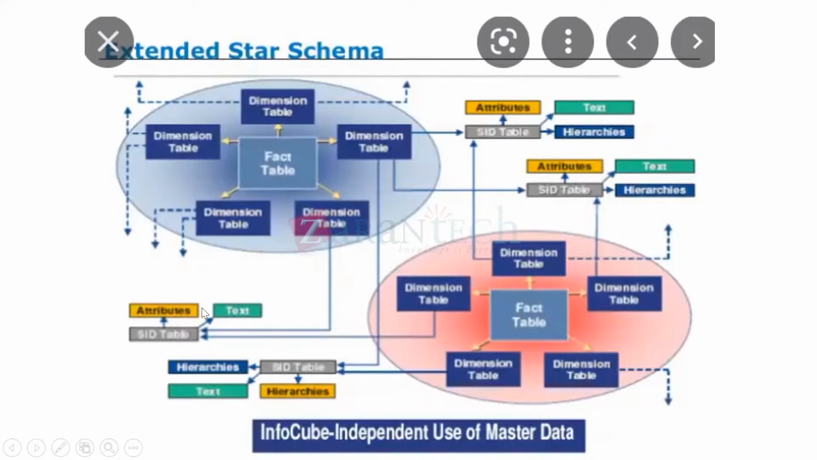So you place the master data into a separate attribute table. Here is the attribute table. Okay. We have the text table and hierarchy table. So you use a separate text table, attribute table, and hierarchy table to store the master data outside the star schema. Now the same text, attribute, and hierarchy tables can be used in both the schemas.